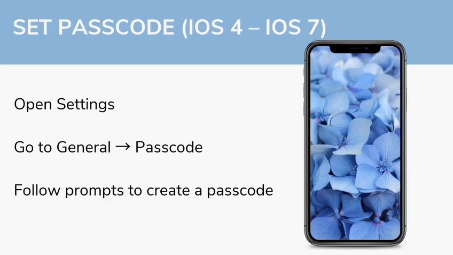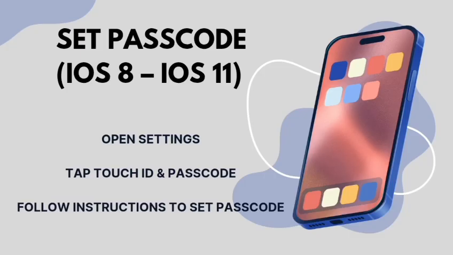If your device runs iOS 4 to 7, then open Settings, go to General and then Passcode or Touch ID and Passcode. Follow the prompts to create a passcode. That's it. Simple and effective. For iOS 8 to 11, open Settings, then Touch ID and Passcode, and create a passcode. On iOS 8, disable Simple Passcode if you want a longer and stronger code.